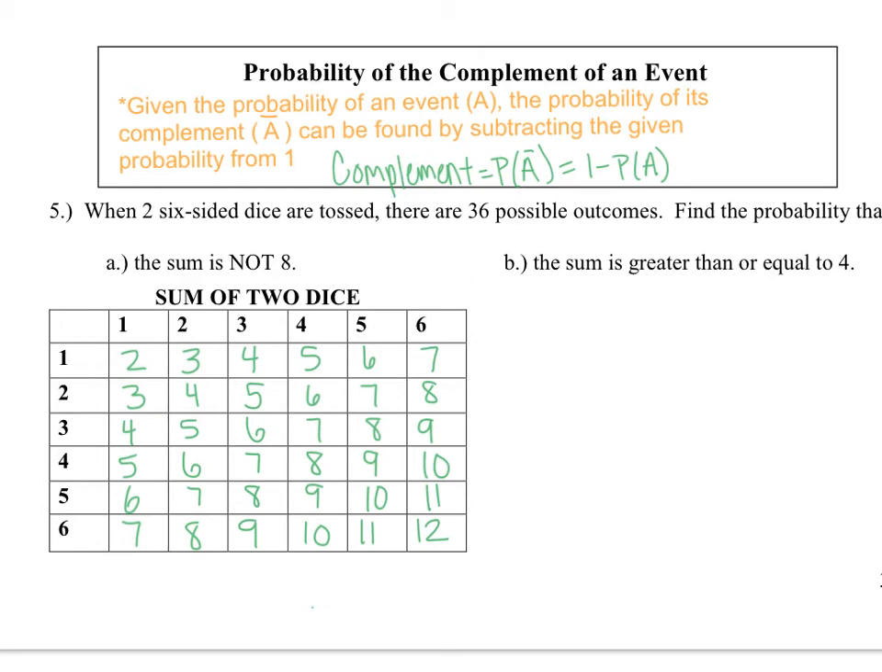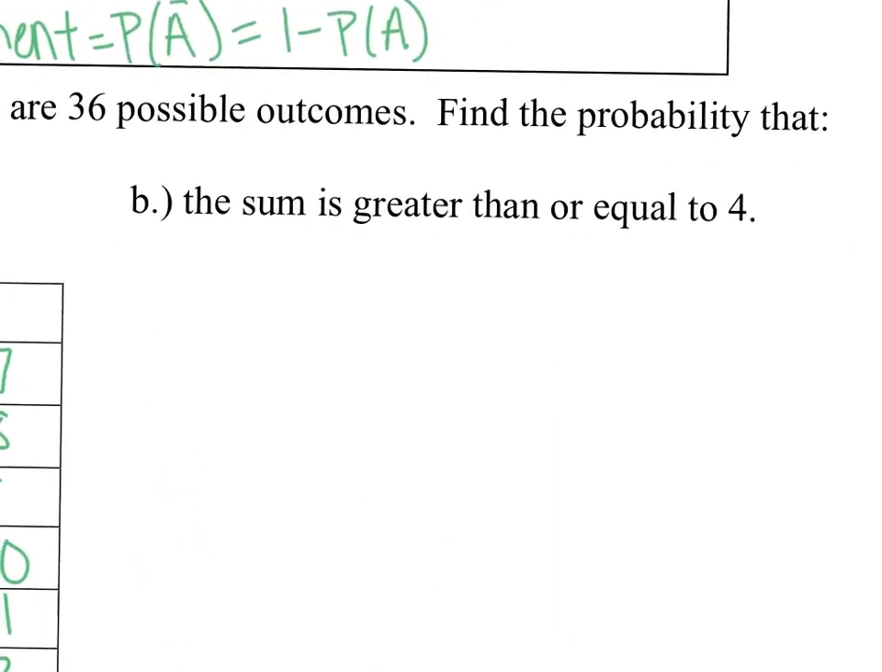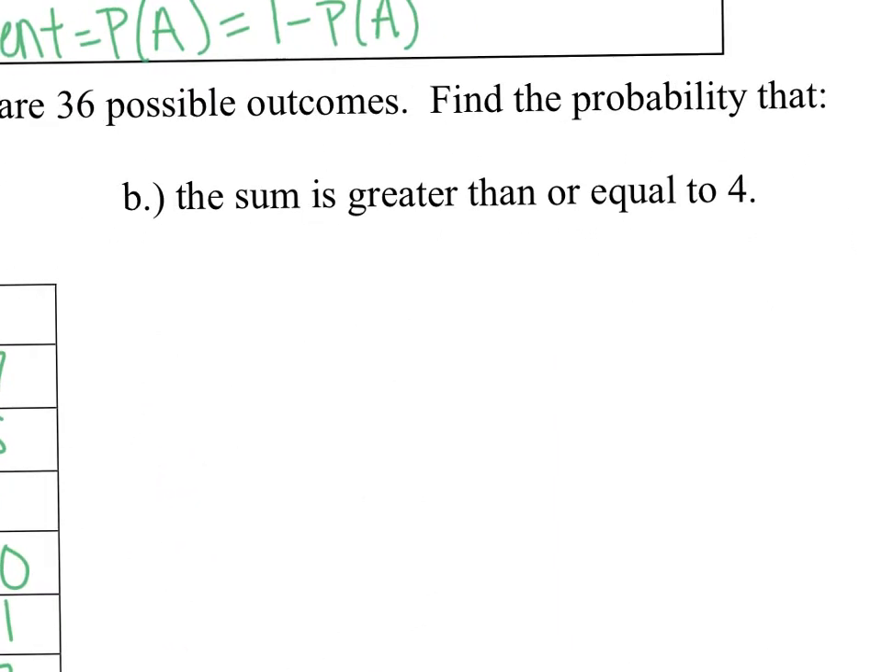Then it wanted the possibility of the sum not equaling 8. So what's the probability that the sum would not be 8? Well, first, you have to figure out what are all your possible sums. So I wrote those down there. 1 plus 1 is 2, 1 plus 2 is 3, 1 plus 3 is 4. And I filled out that chart. So for letter A, it wants to know what would the probability of the sum not equaling 8 be equal to.